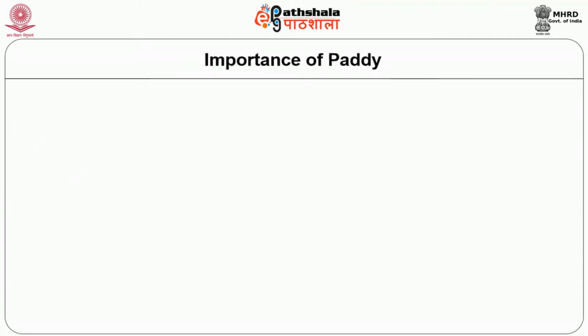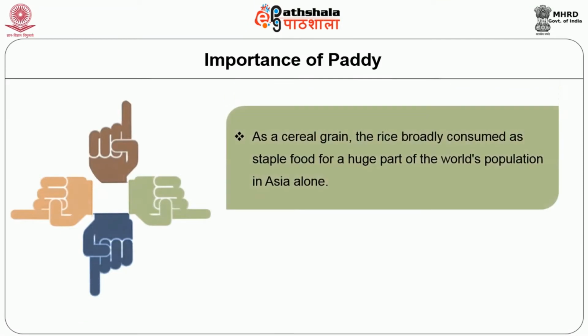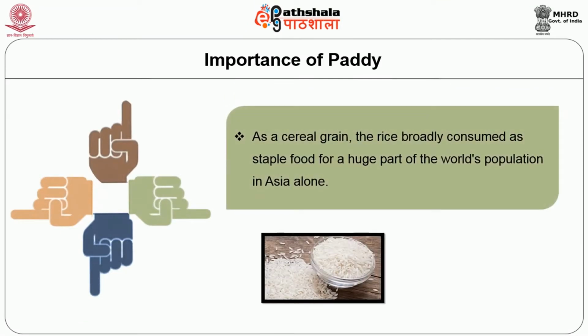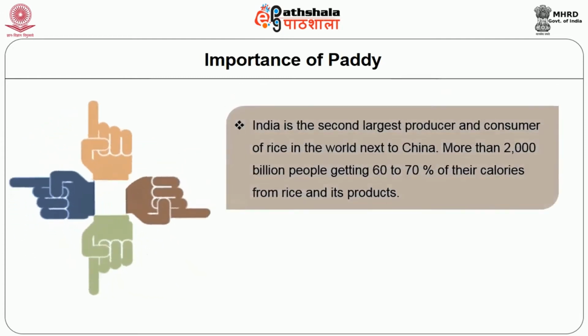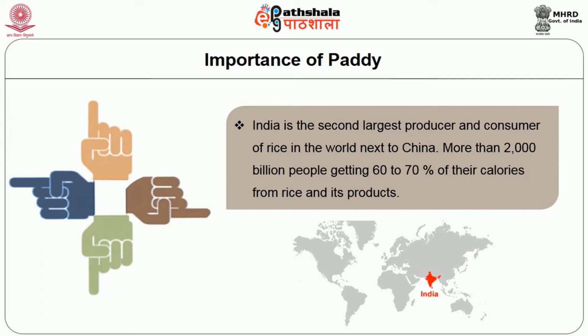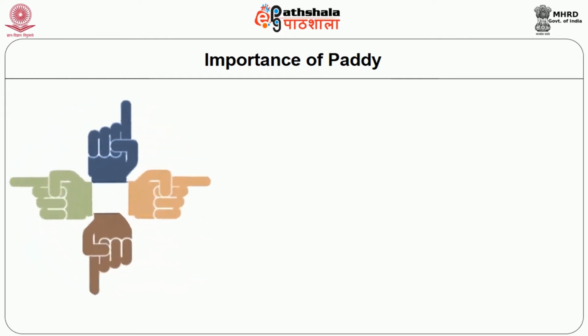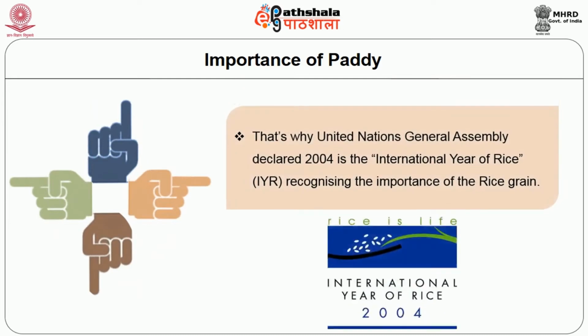First, let us discuss the importance of paddy. As a cereal grain, rice is broadly consumed as a staple food by a huge part of the world population in Asia alone. India is the second largest producer and consumer of rice in the world, next to China. More than 2 billion people get 60 to 70% of their calories from rice and its products. That's why the United Nations General Assembly declared 2004 the International Year of Rice.